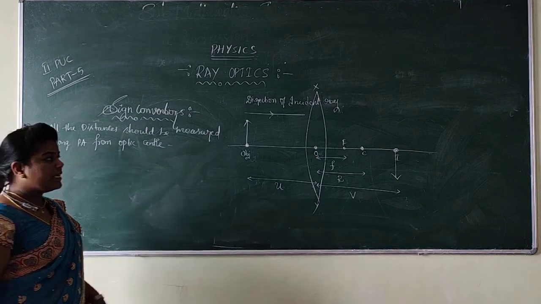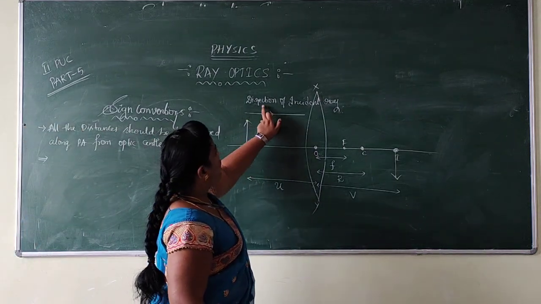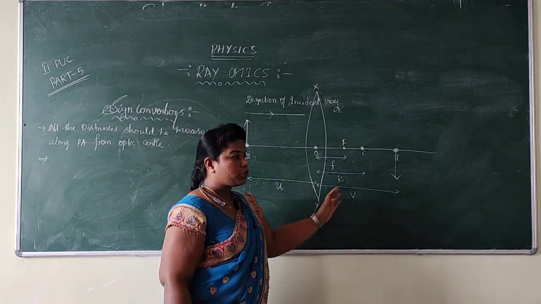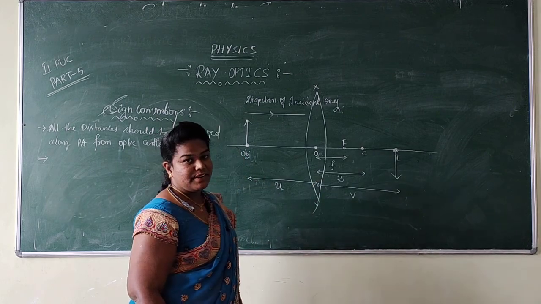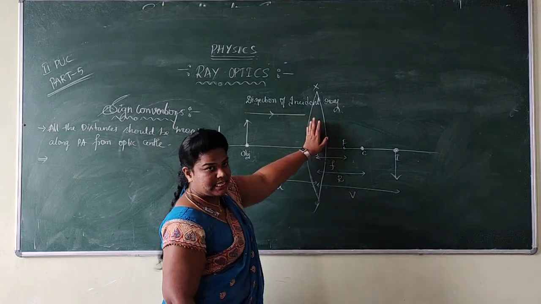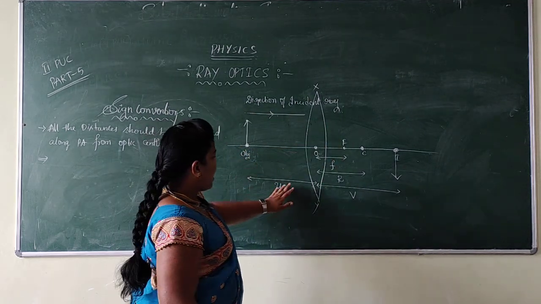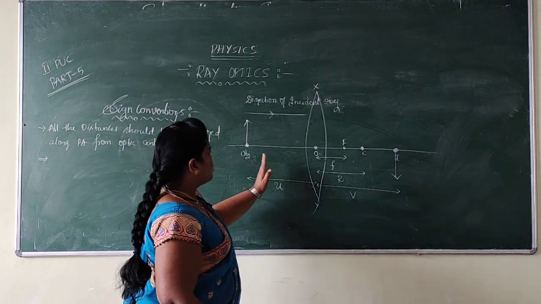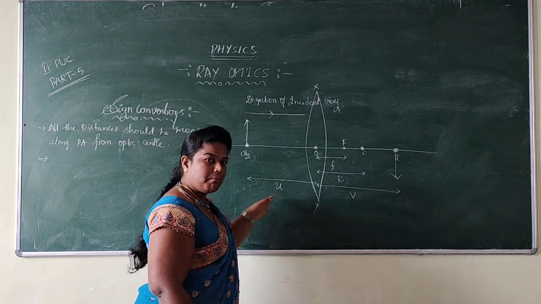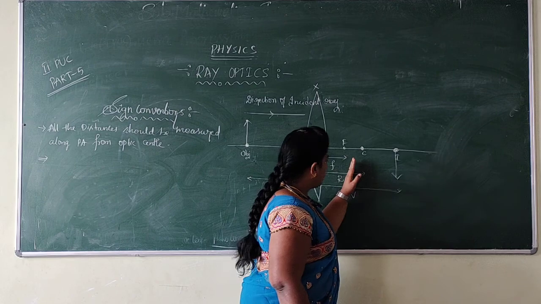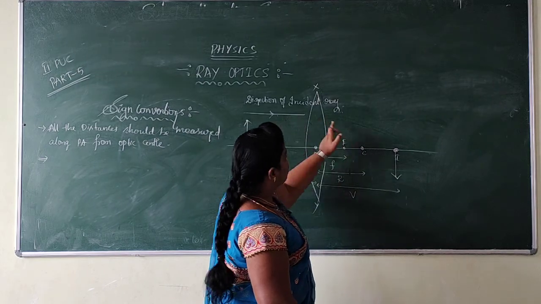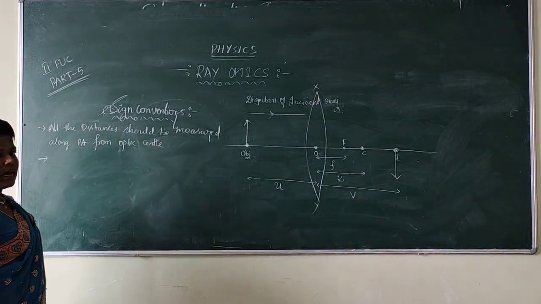The next sign convention is that the distances measured along the direction of incident ray are positive, and the distances measured opposite to the direction of incident ray are taken as negative. Suppose I want to measure here, and this is the direction of incident ray. If I want to measure U, I am measuring U from O in the opposite direction of incident ray, so the object distance becomes minus. But if I want to measure R or V, all these distances are along the direction of incident ray, so those distances are taken as positive.